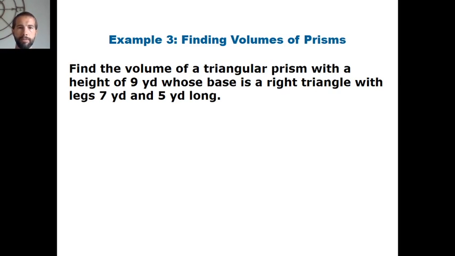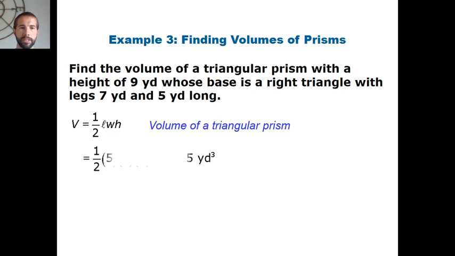All right, our next example, find the volume of a triangular prism with a height of 9 yards and whose base is a right triangle with legs 7 and 5. So since the legs are 7 and 5 and it's a right triangle, that means that the base and height of that triangle are 7 and 5. So the area of a triangle is 1/2 times base times height. So we're going to do 1/2 times 7 times 5 times the height, which is 9. So 1/2 times 5 times 7 times 9, that comes out to be 157.5 cubic yards.